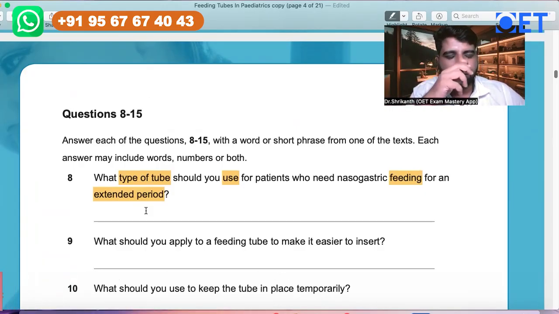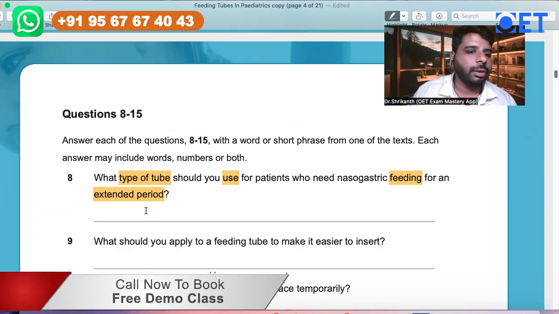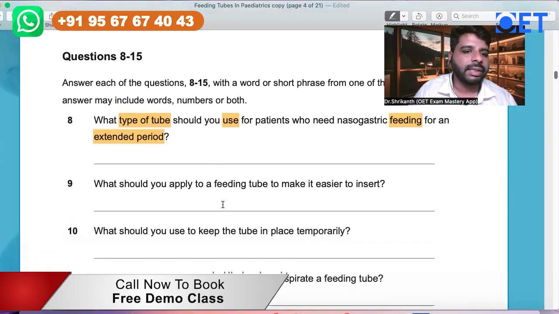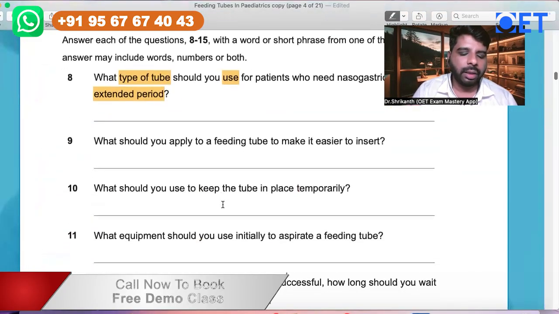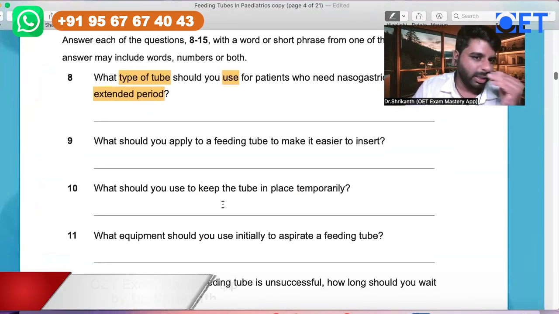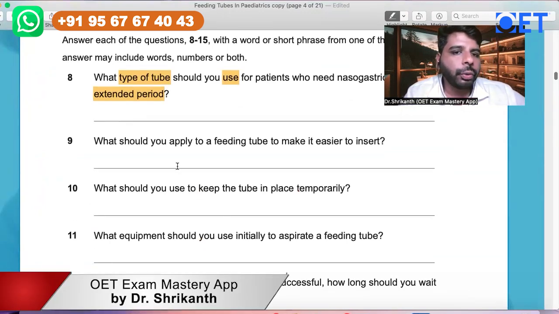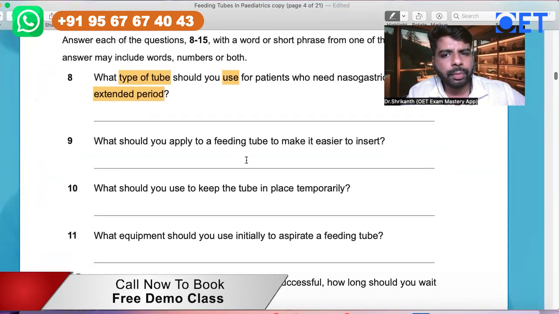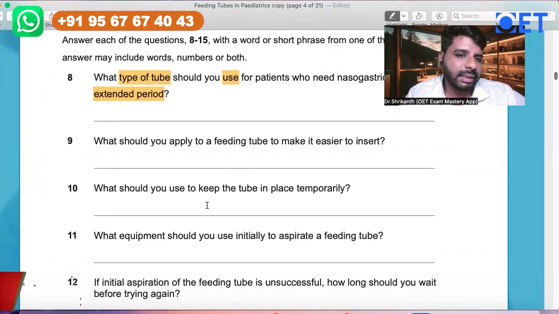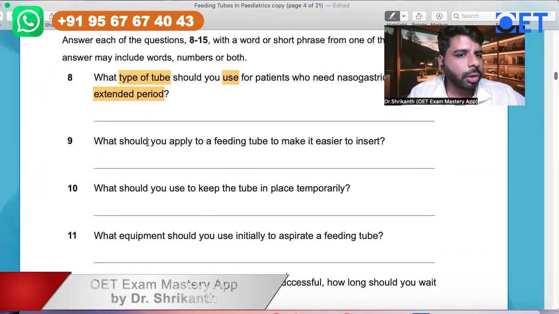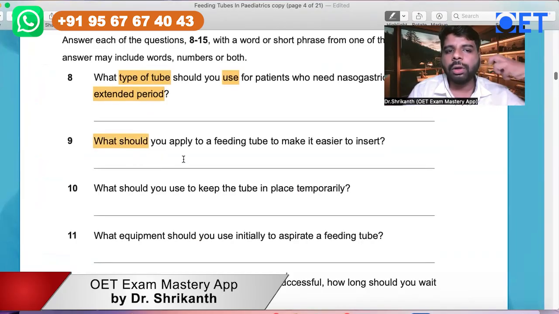And see, without wasting much time, you can write the answer to the eighth question as fine bore, because fine bore are the tubes that you should use for patients who need feeding for an extended period. Right. Now let's come to the ninth question. The ninth question is, what should you apply to a feeding tube to make it easier to insert? Here also they're asking about a product. So what product? What should you apply?